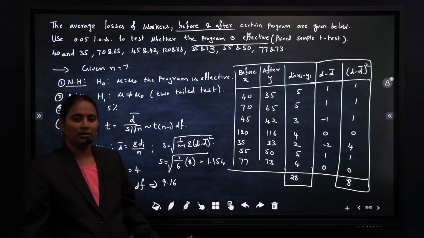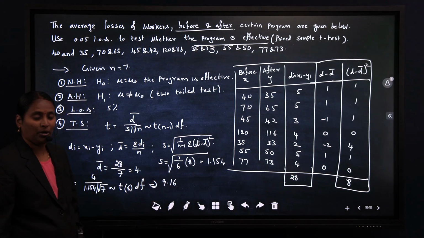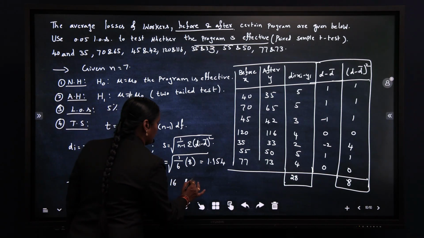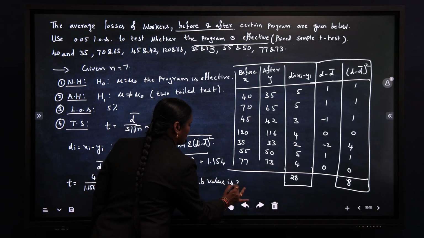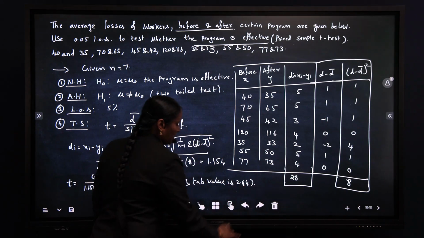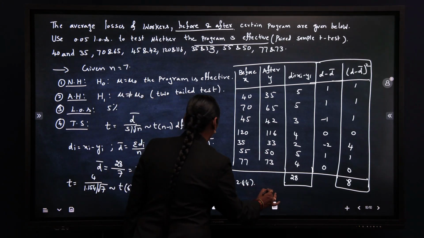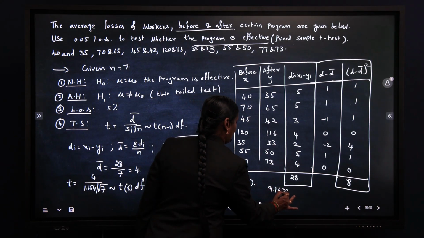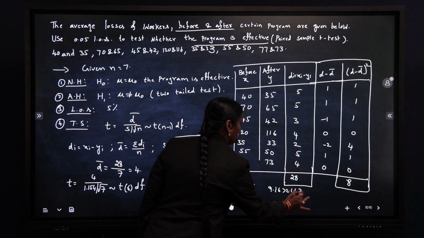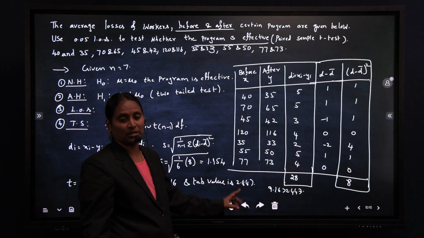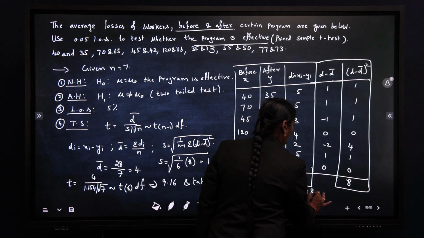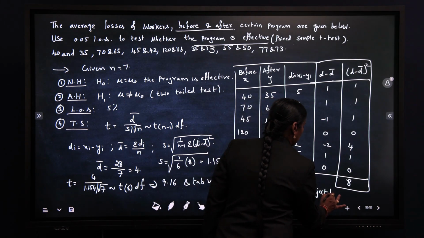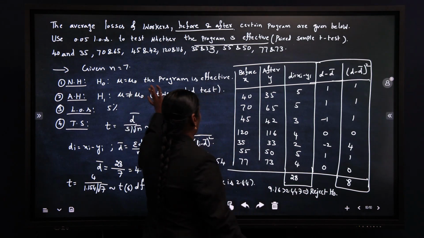Now the calculated value is 9.16 and the table value is 2.447. So we conclude that 9.16 is greater than 2.447, and so we reject H0. Rejecting H0 means, what we are taking here as the null hypothesis, that the program is effective, is rejected.